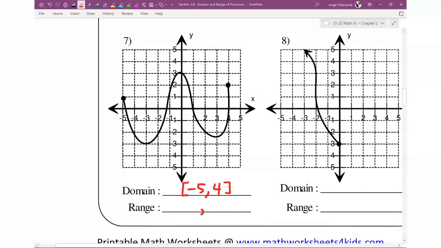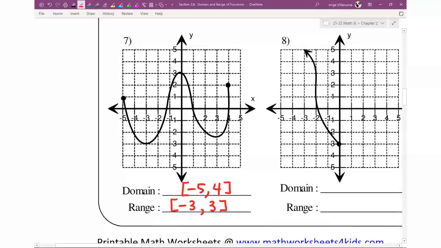What's the lowest that it goes? What do you guys see? A negative 3. Good. What's the highest that it goes? A 3. Should I include the negative 3? In other words, do you see an empty dot there at negative 3? No, that means it's included. Is there an empty dot at 3? No, so that means you include it as well.